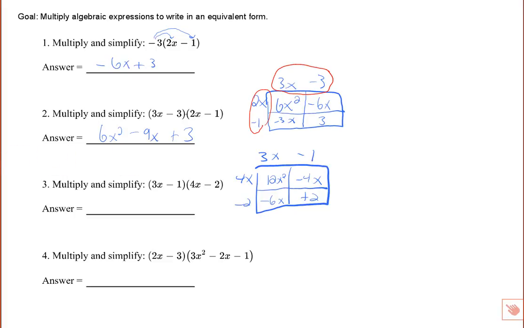If I add up all 4 of the rooms, I have 12x squared. Minus 6x and minus 4x combined is minus 10x. And I have plus 2.